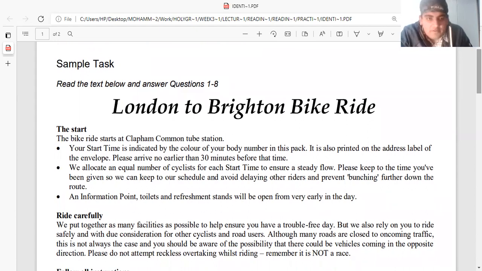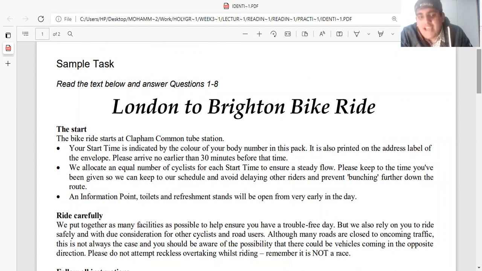The bike ride starts at Clapham Common Tube Station. Your start time is indicated by the color of your body number in this pack. It is also printed on the address label of the envelope. Please arrive no earlier than 30 minutes before that time. At max, be half an hour earlier, not earlier than that, okay?